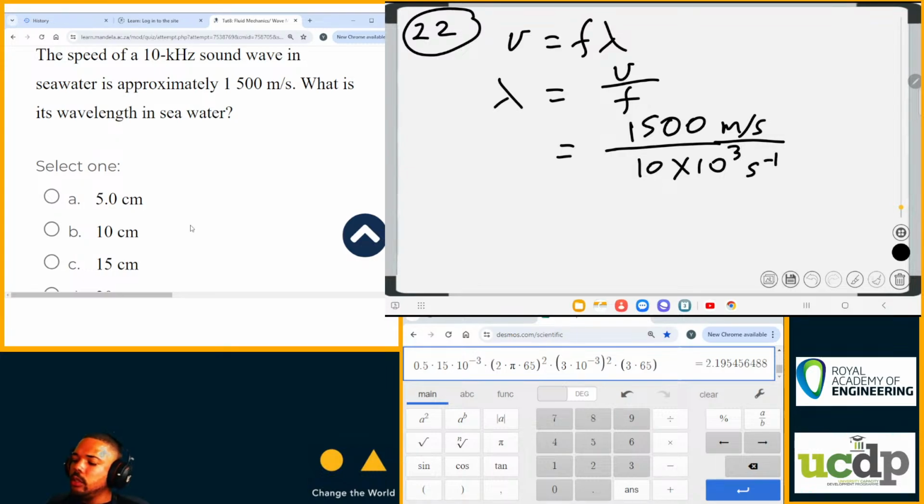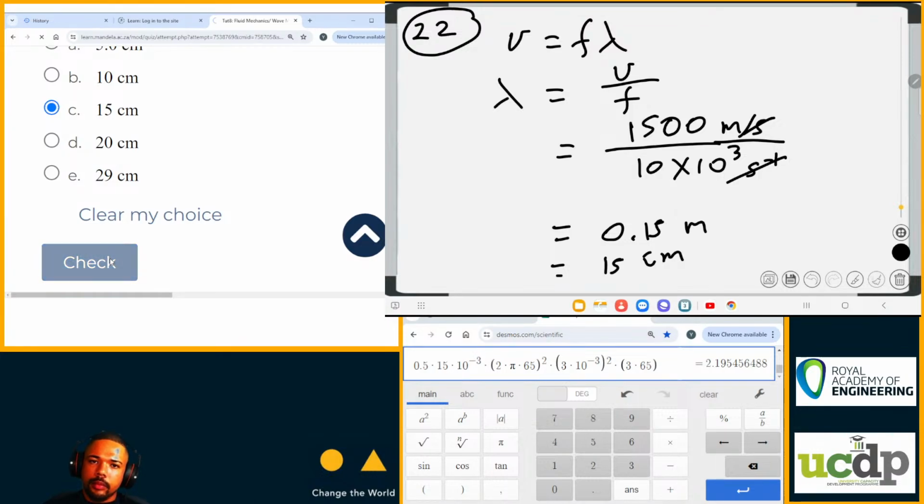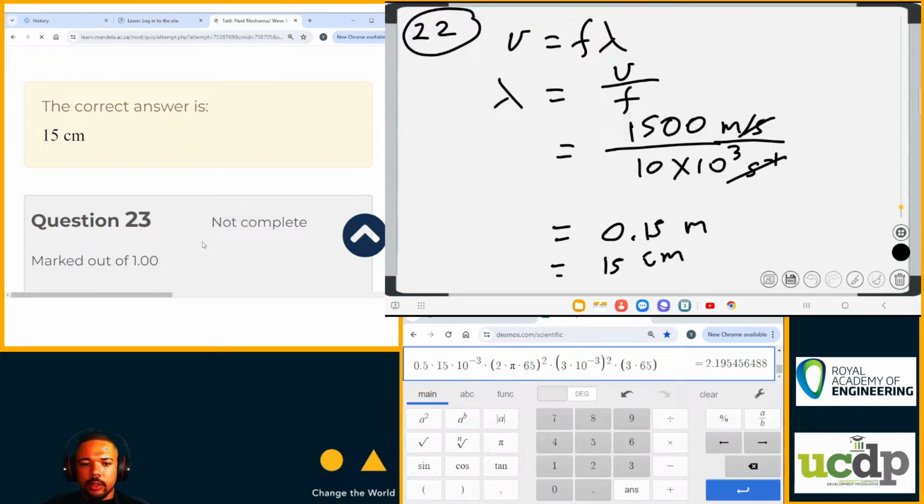Hertz is just per second. Therefore, the answer would be in meters because these two will cancel out. So whatever answer you get will be in meters. And that's going to be 0.15 meters or 15 centimeters. Let's check. And there it is, 15 centimeters.